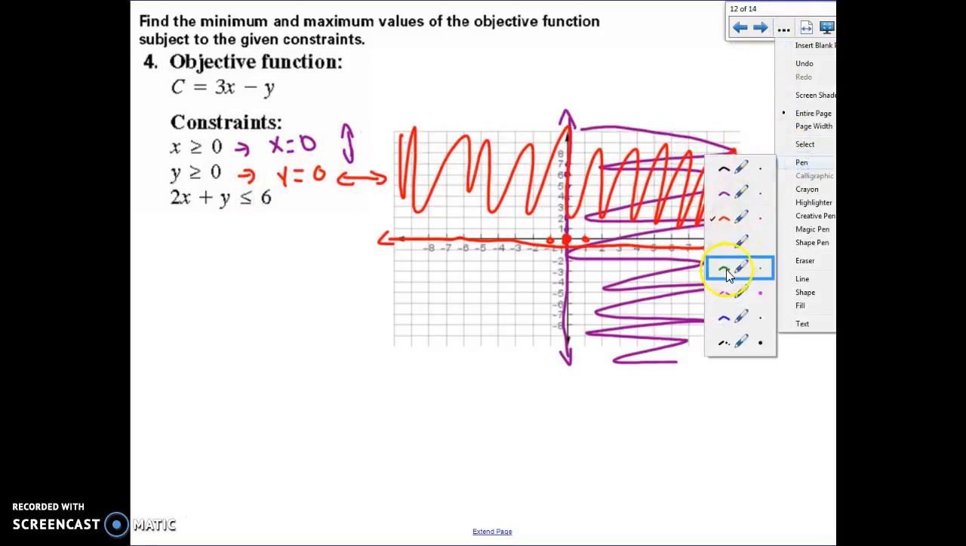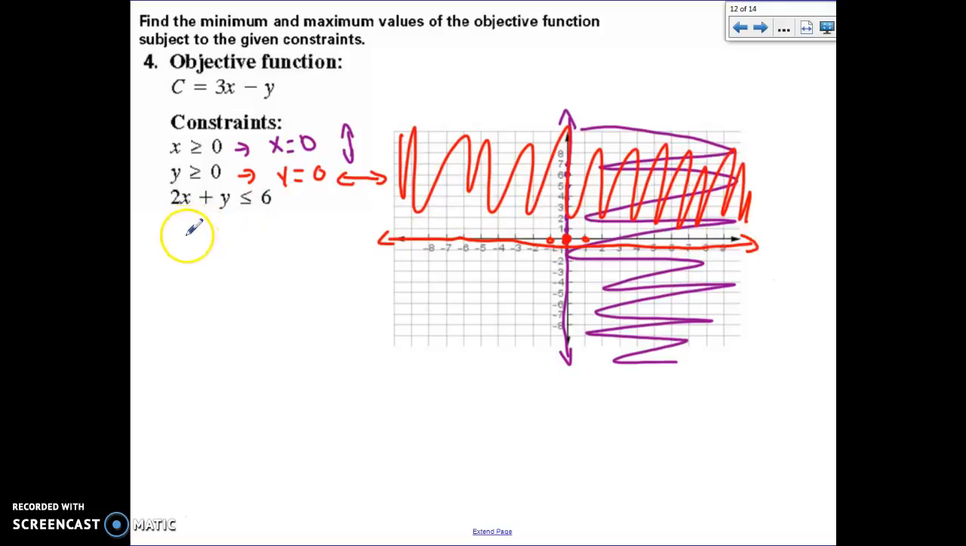We got to graph the other line, 2x plus y. We're going to say 2x plus y equals 6. I'm going to subtract 2x, so you get y equals negative 2x plus 6. So this one has a y-intercept at 6. And the slope is negative 2 over 1. So that means I'm going to go down 2, to the right 1, down 2, to the right 1, down 2, to the right 1. Okay, and then we'll go up 2 to the left 1. So I get a line that looks like that.